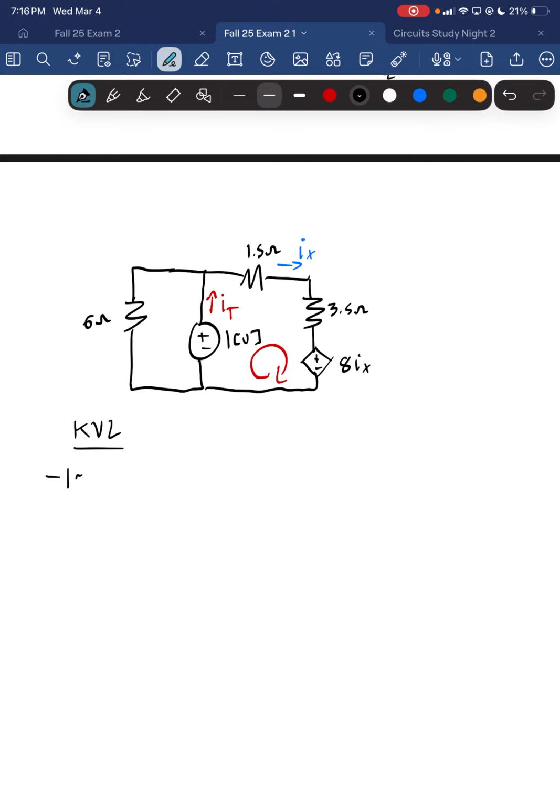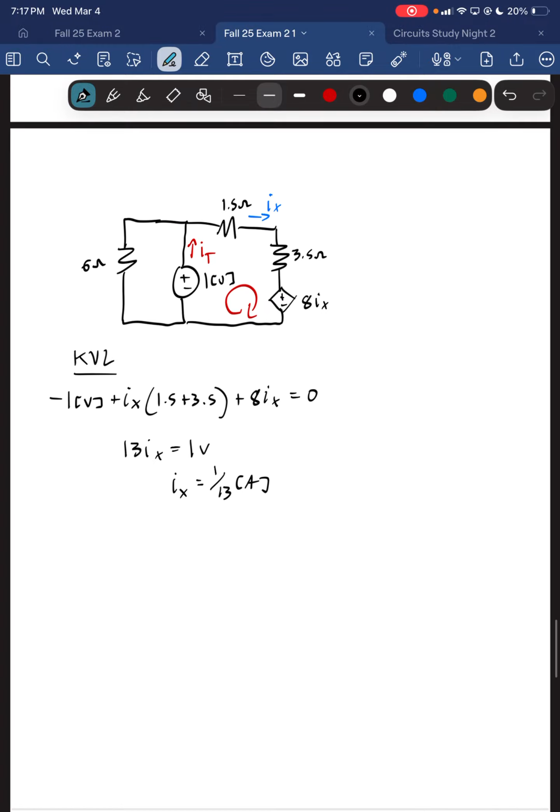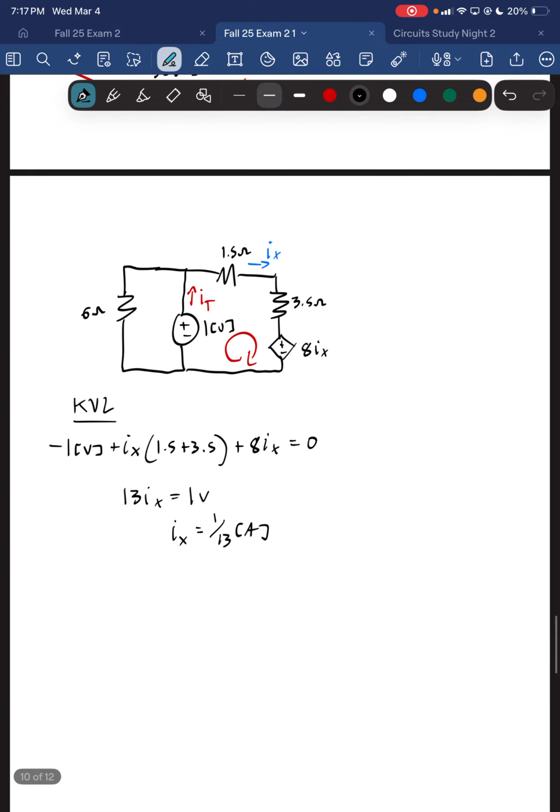That KVL is going to be negative 1 volt plus Ix times the resistors in series, 1.5 plus 3.5, plus 8Ix is equal to 0. So that's 5, so 13Ix is equal to 1 volt. Ix is equal to 1 over 13 amps. And then using that, we can very easily solve for the main objective here, which is this current right here. We can do that using a KCL.